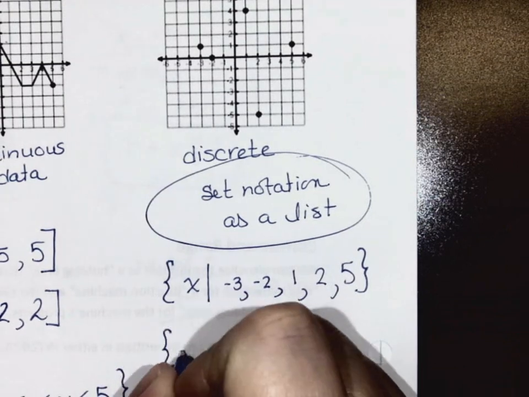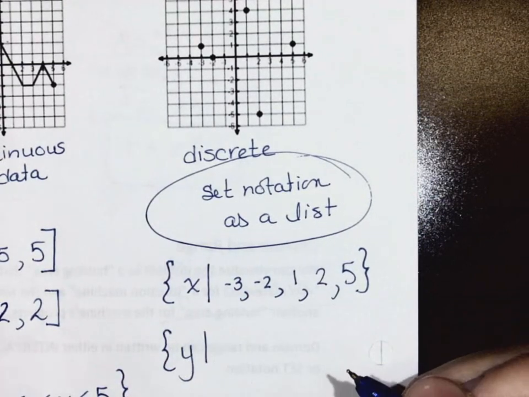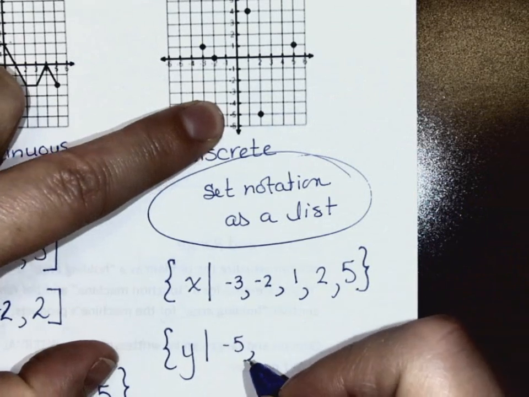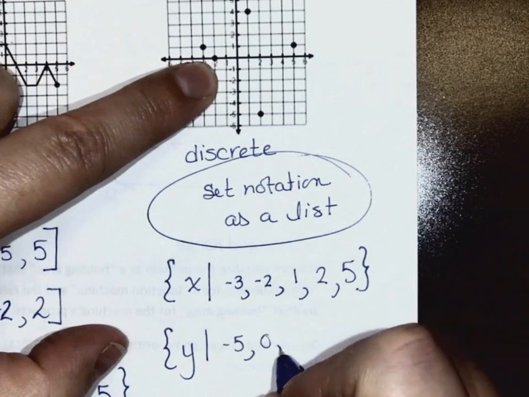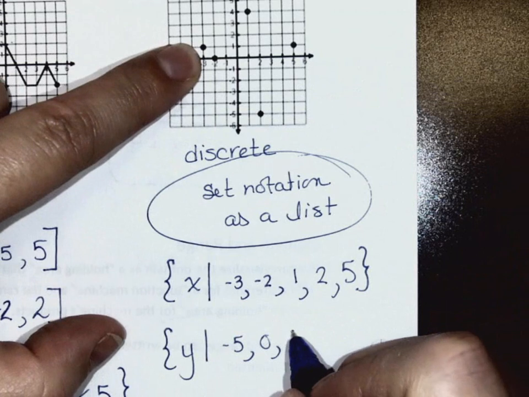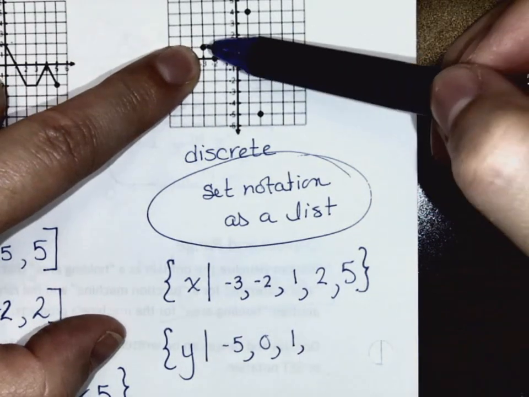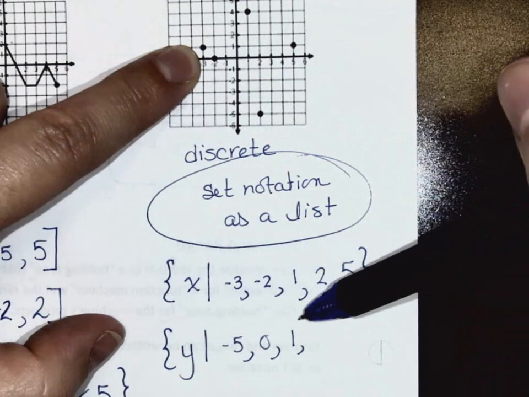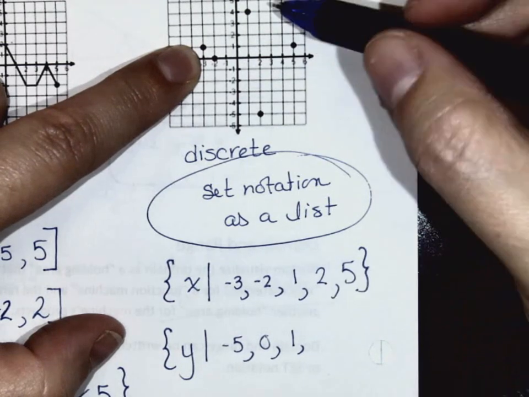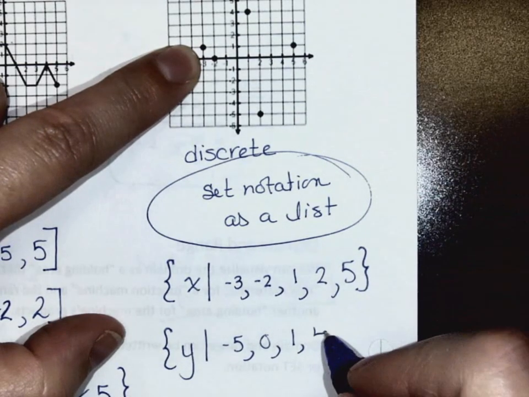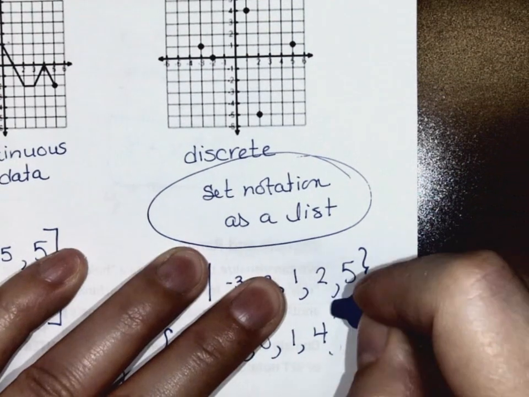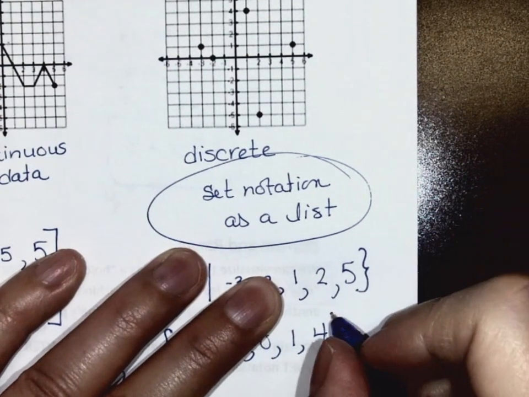So now we open it up for our range. We're looking at the y values. We start at our lowest, which is -5. Our next one up is 0. Our next one after that is 1. Now notice I have 2 points that have a y value of 1. You only have to list it once. And then our next value after that is 4. Oh, that's a bad fancy bracket. Let me see if I can do that better.